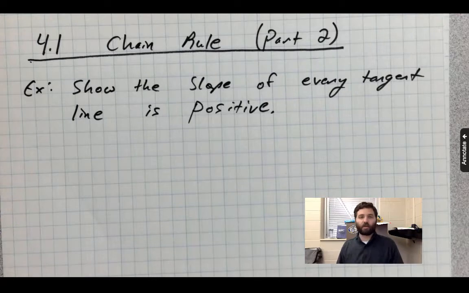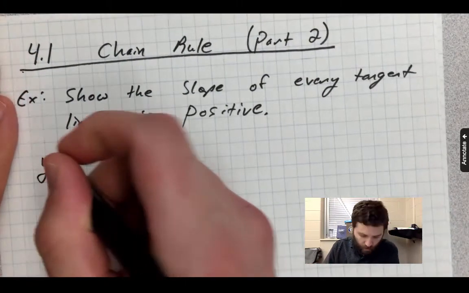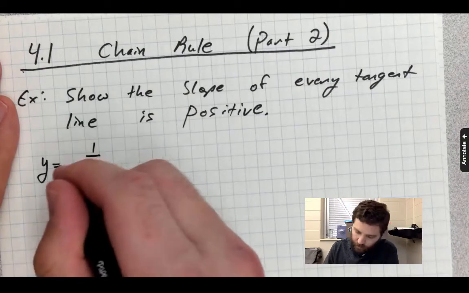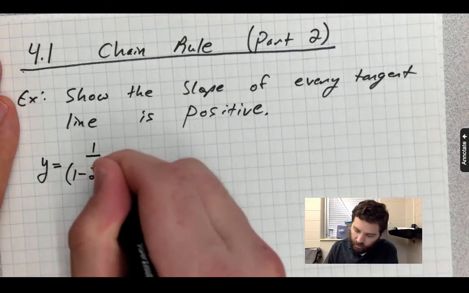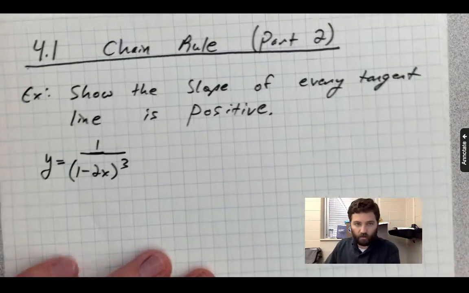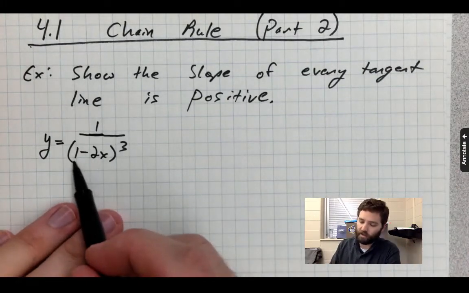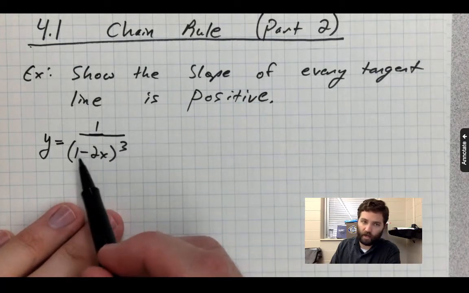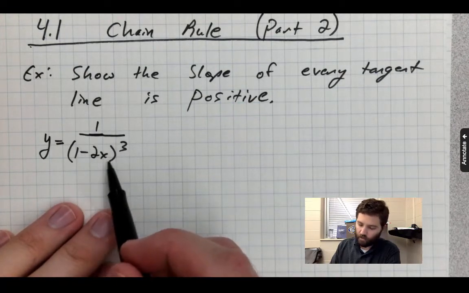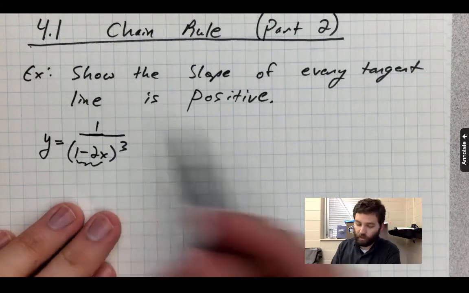This example, what we want to do is show the slope of every tangent line is positive in the following function here. It is y equals 1 over 1 minus 2x cubed. There's our function. And so you can see that it is a chain rule question because I have a function inside of another function. So I have 1 minus 2x to the third, that would be my inside piece, to the third power.